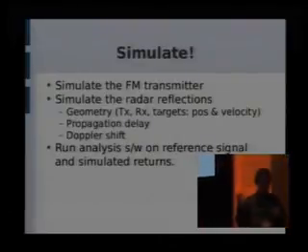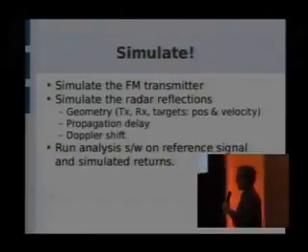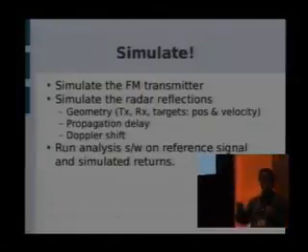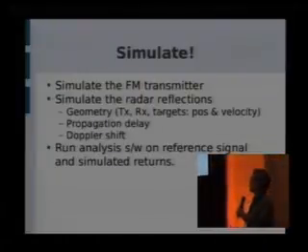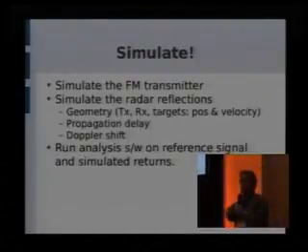We have an FM transmitter in there. We got all kinds of stuff, narrowband FM or wideband FM. So we say, okay, I got a random audio signal. I'm putting it into my transmitter, and instead of putting it on the air, I just put it onto disk. And then I say, okay, now we want to simulate radar reflections. Okay, how do you do that?